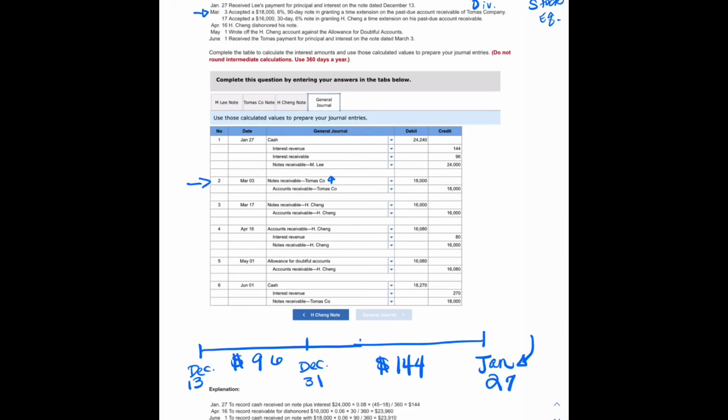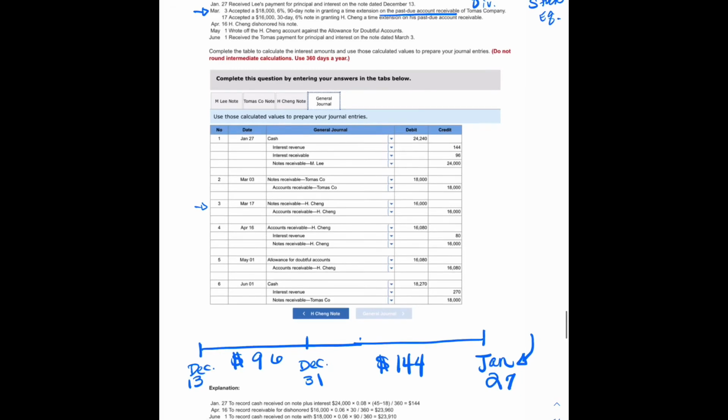The next thing that we're going to do is eliminate this accounts receivable, because they told us this was a time extension on the past due account receivable. So we're eliminating the accounts receivable and reclassifying it as a notes receivable. Okay? And that's all that's going on in number 2. So now in number 3, what we're going to look at is on March the 17th, what happens with the H Chang information, and the answer is the exact same thing.